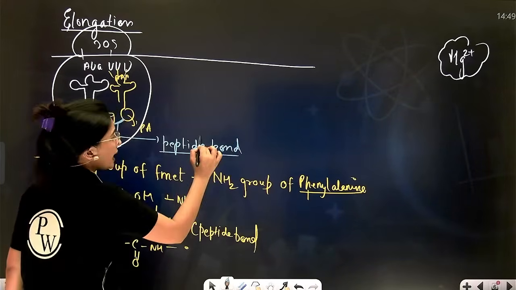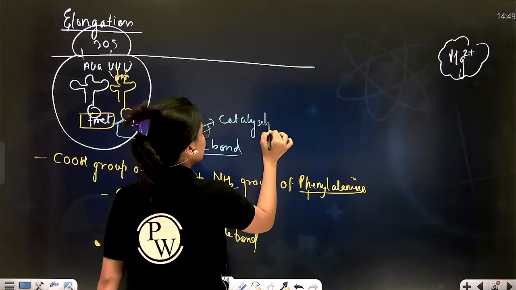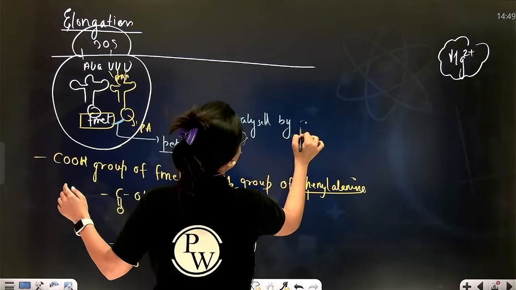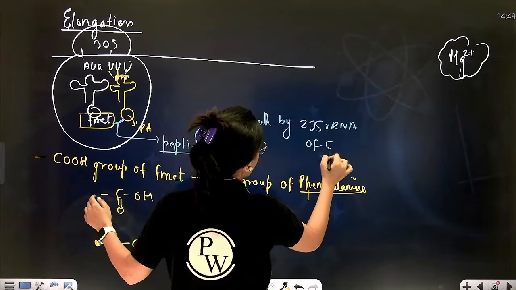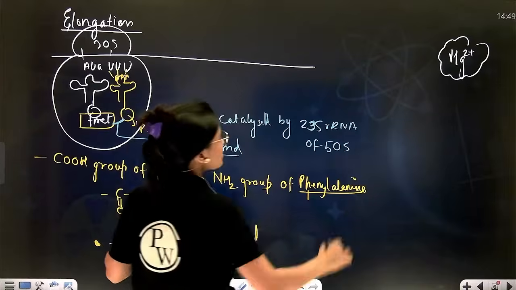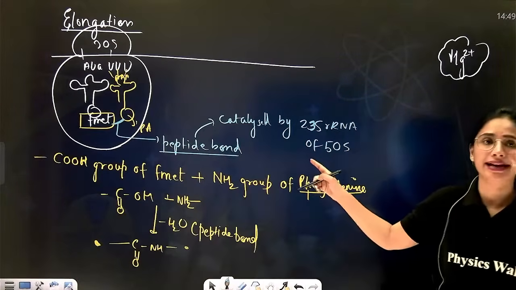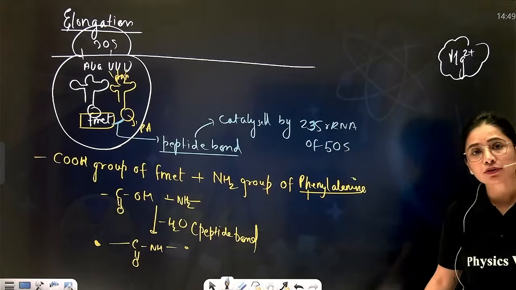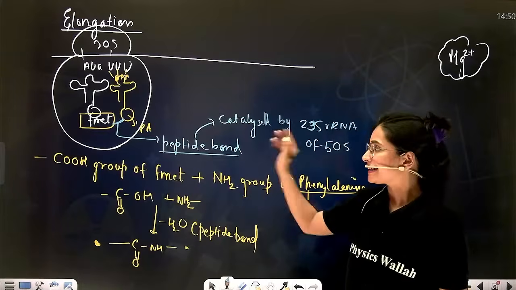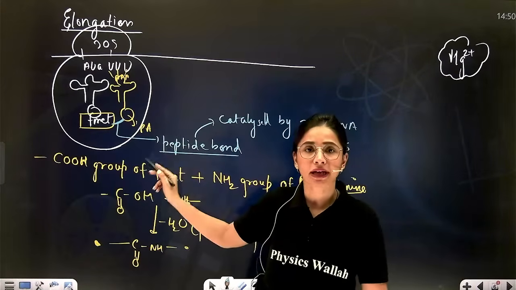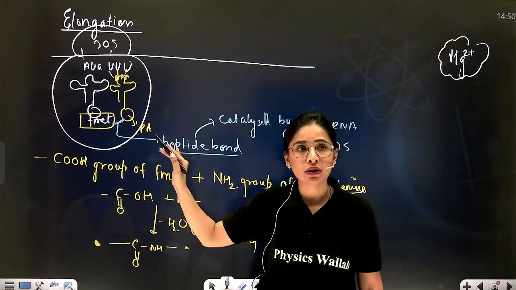Now this peptide bond is catalyzed by the 23S rRNA of the 50S subunit. Like 30S is made up of 16S, 50S is also made up of 23S. This 23S acts as a ribozyme. It produces an enzyme called peptidyl transferase that catalyzes the formation of the peptide bond between the first amino acid and the second amino acid.